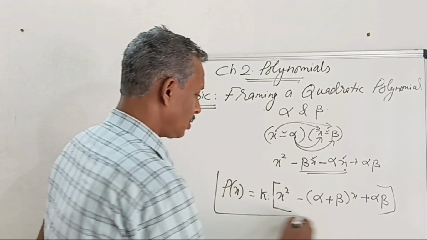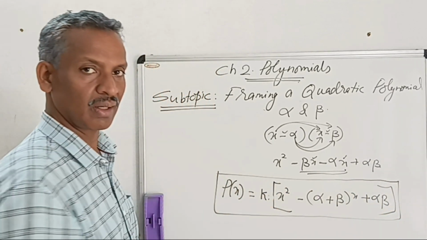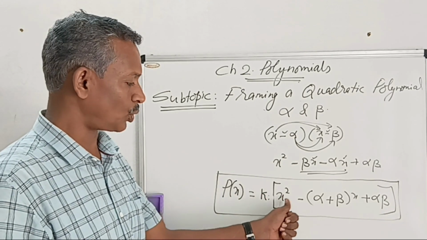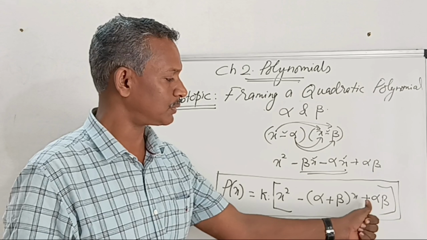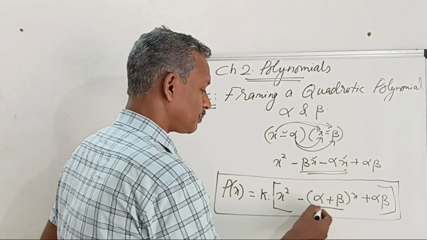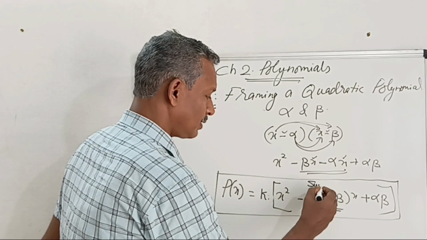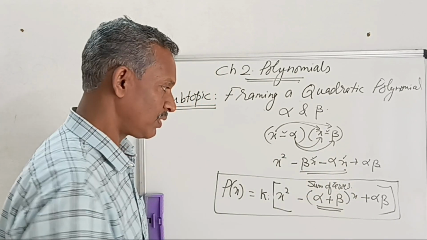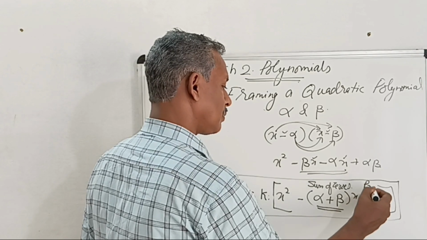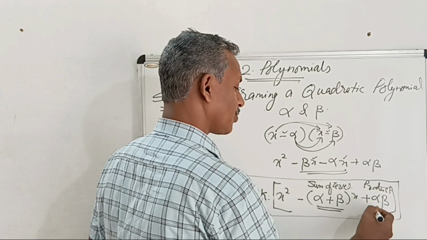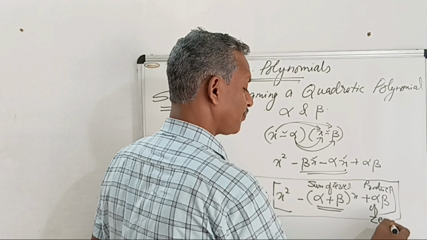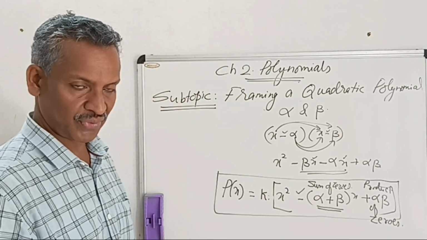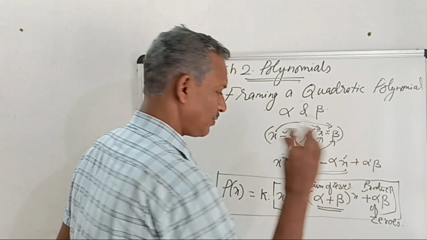So we have to learn this by heart. How to make a quadratic polynomial? P of x is equal to k into x square minus alpha plus beta into x plus alpha beta. What is alpha plus beta? It is also called the sum of zeros. And alpha beta is called the product of zeros. Be careful. Here what is the sign? Negative sign, and here it is positive sign.